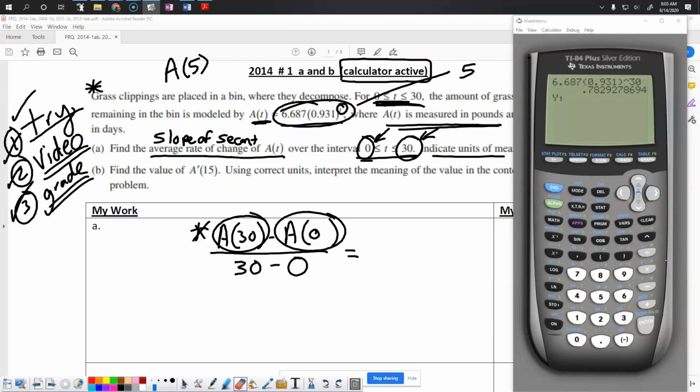So there's y1. And now, instead of a, we're using y1, right? So a of 30. So what I'm going to do is on my calculator, I'm going to put y1 and then parentheses next to it, parentheses 30. So that's a of 30 minus, and then let's bring back the y1. So vars, y vars, y1, and 0. So now we have a of 30 minus a of 0. Enter. There's my answer for the top.